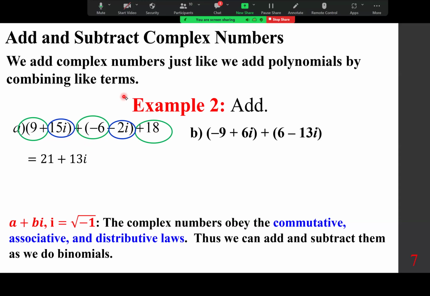What about here? Again, since I see a plus sign, whether I distribute it or not makes no difference. I'm going to put the negative 9 and 6 together. And that results in negative 3. I'm going to put 6i and negative 13i together, and it ends up with negative 7i. So we have negative 3 minus 7i.